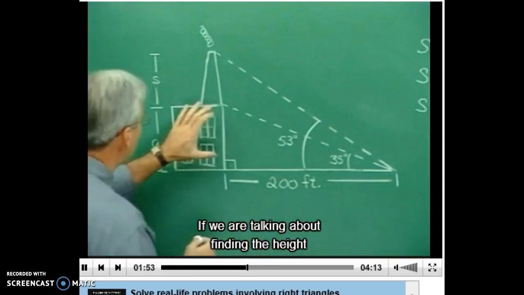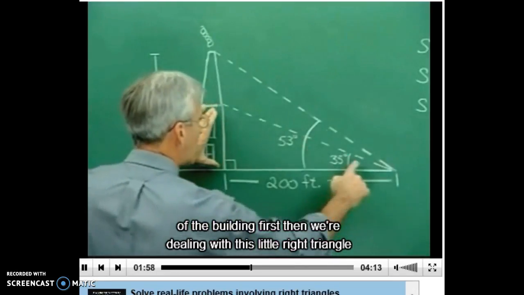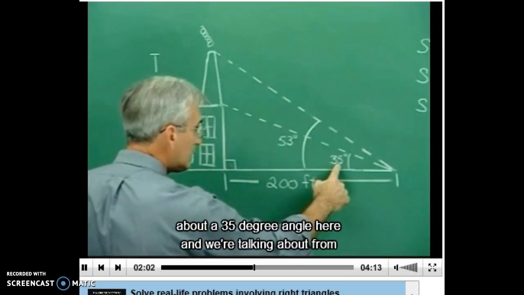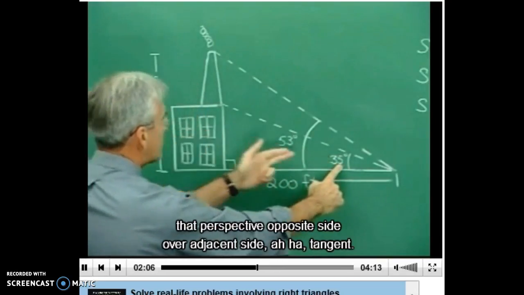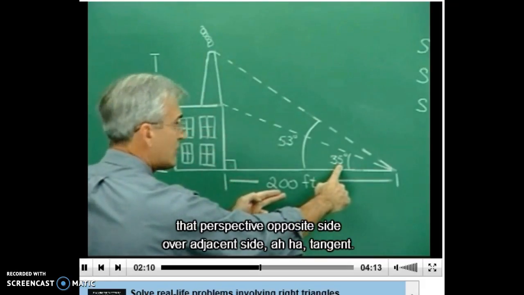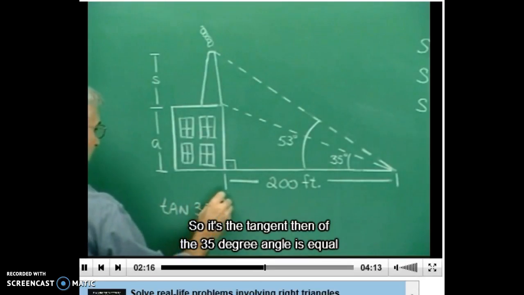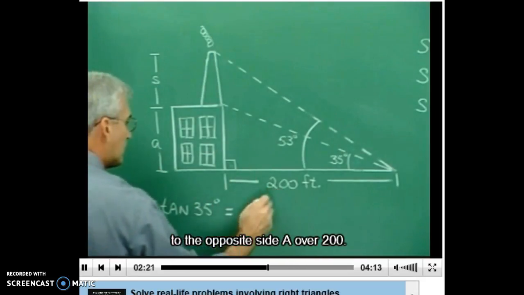If we are finding the height of the building first, then we're dealing with this little right triangle, and the angle here is 35 degrees. So we're talking about a 35-degree angle here, and from that perspective, opposite side over adjacent side. Aha, tangent. So the tangent of the 35-degree angle is equal to the opposite side, A, over 200.